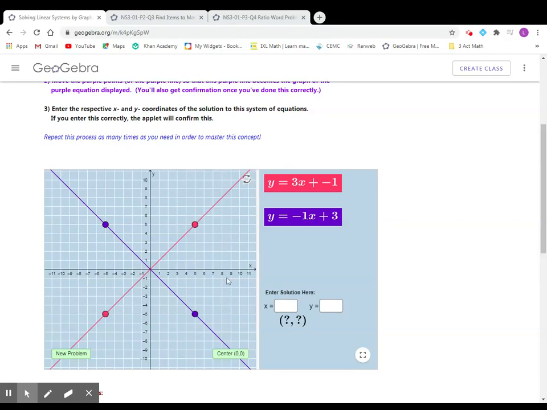Hello and welcome to this video in which I'll walk through several examples of graphing systems of equations to find their solutions. I'm borrowing this activity from GeoGebra because it does a great job showing us how all this works.